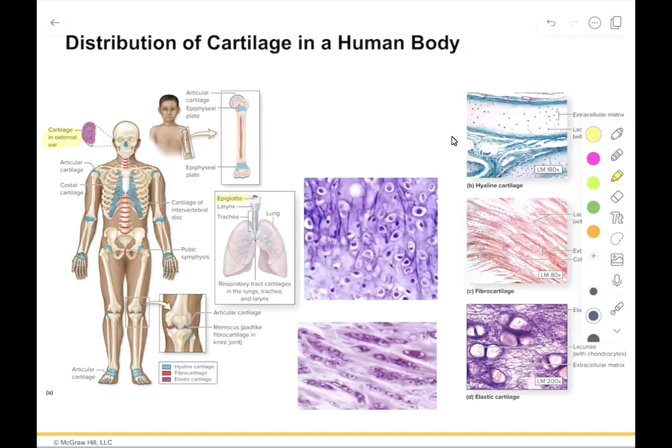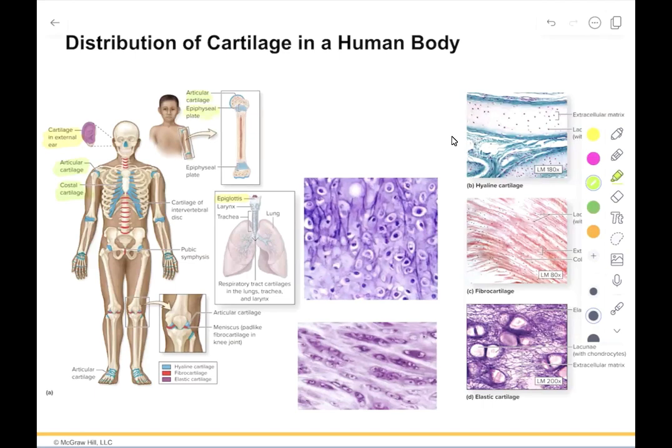The most common type of cartilage is hyaline cartilage, which is a light bluish color. So articular cartilage is hyaline cartilage on the ends of long bones. We see it found in the nose, in this general vicinity right here. Costal cartilage is another example of hyaline cartilage, found between the ribs and the sternum. So this is a zoomed in image of a long bone showing the articular cartilage.